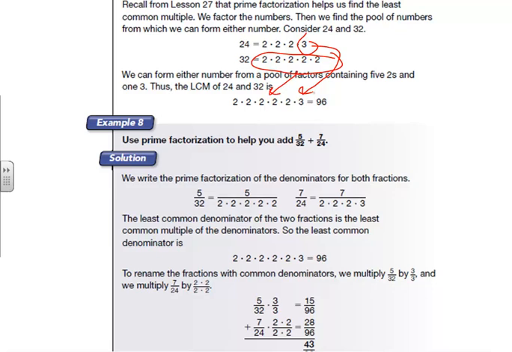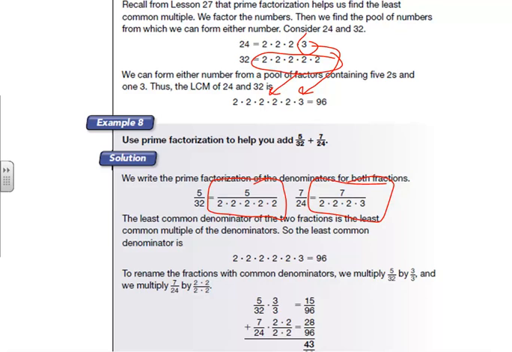Well, we can use prime factorization to help us add 5/12 and 7/24 also. We write the prime factorization for 12 right here, and for 24 it's right here. The least common denominator of these two fractions is just the least common multiple, and that is the number 96.